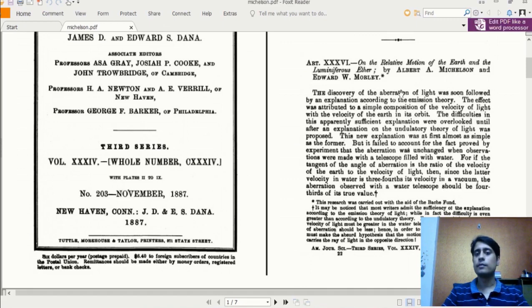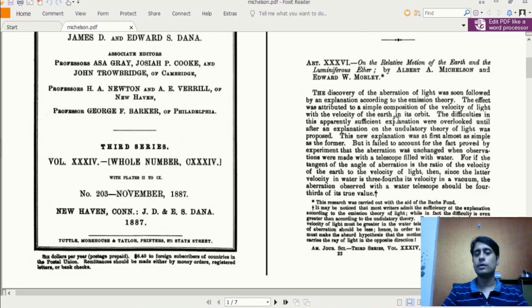The discovery of aberration of light was soon followed by an explanation. Aberration of light was discovered, that the position of stars shifts because of the velocity of Earth. There were attempts to explain this aberration with the help of the theory available at that time, which was emission theory. The effect was attributed to simple composition of the velocity of light with the velocity of Earth in its orbit. So Earth is moving in its orbit, and there is some relative velocity between the Earth and light, and that results in the aberration.